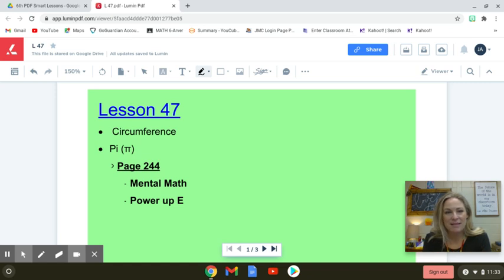Hi everyone, this lesson is lesson 47 and it is working with pi and continuing our work with pi and applying that to find the circumference of a circle. So we've done a little bit of circle work already. You started doing that in 5th grade for sure, I know with me. I'll start by reviewing what we know so far about a circle, and then we'll continue by applying pi.